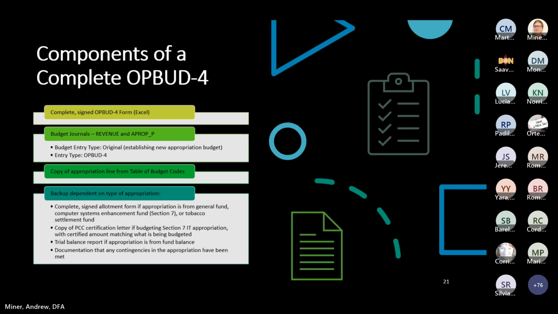You should include copies of the appropriation line from the table of budget codes, like I just mentioned, and then you might need some backup that's dependent on the type of appropriation. So if it's a general fund or a computer system enhancement fund, which is section 7, or in rare cases, the tobacco settlement fund, in those funds you're going to need a complete signed allotment form. And we'll talk more about allotment forms in a bit.